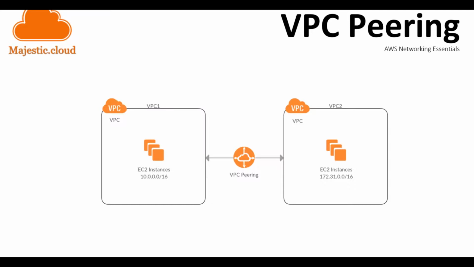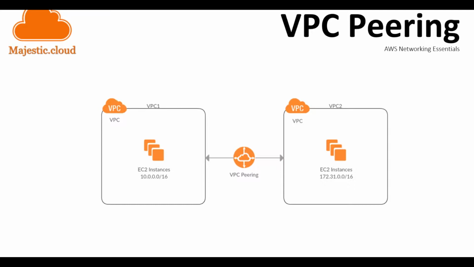You can create a VPC peering connection between your own VPCs in the same account or in another AWS account, and you can also create a VPC peering connection between VPCs located in different AWS regions. These are called inter-region VPC peerings.